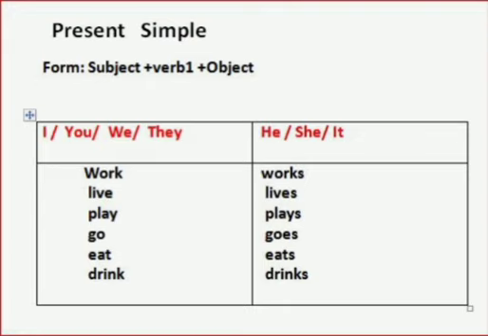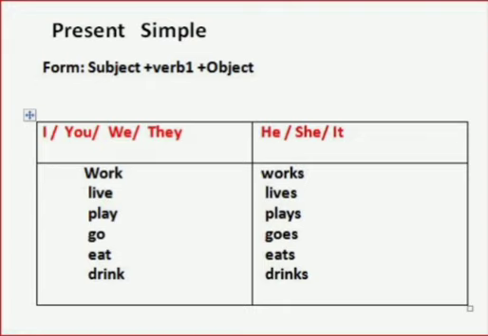Next is I play, you play, we play, they play. When it comes to he, she, it, it changes like he plays, she plays, it plays. Okay. Next is I go, you go, we go, they go. But see, when it comes to he, she, it: he goes, she goes, and it goes.